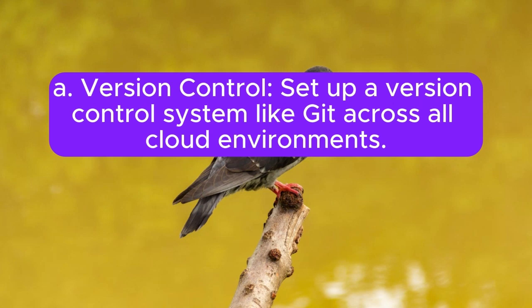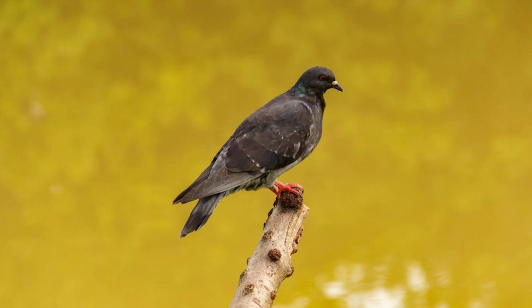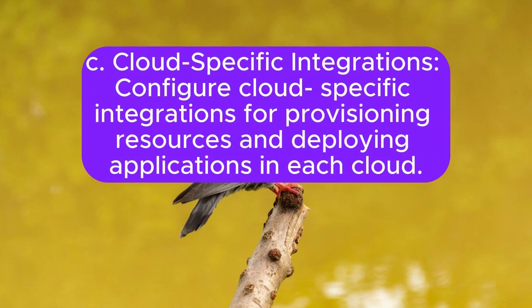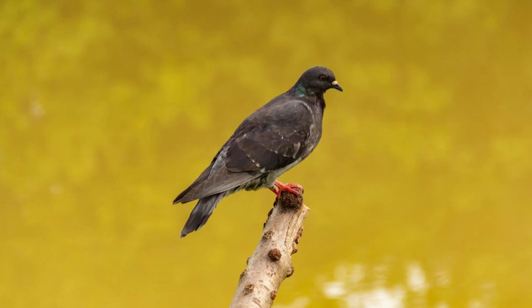Set up a version control system like Git across all cloud environments. B. CI/CD tools. Use CI/CD tools that can support multi-cloud, like Jenkins, GitLab CI, or Spinnaker. C. Cloud-specific integrations. Configure cloud-specific integrations for provisioning resources and deploying applications in each cloud. D. Artifact management. Use a central artifact registry like JFrog Artifactory to store build artifacts.